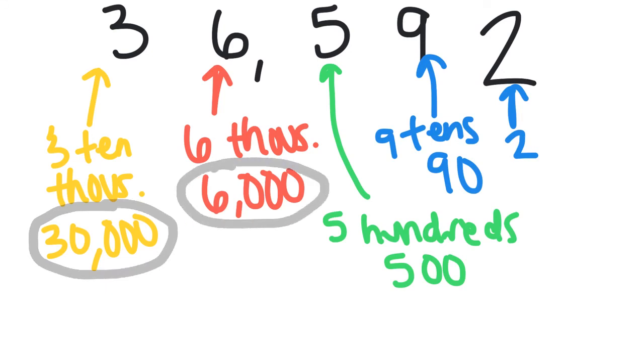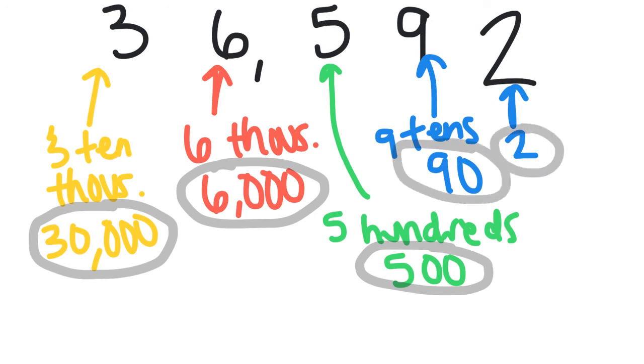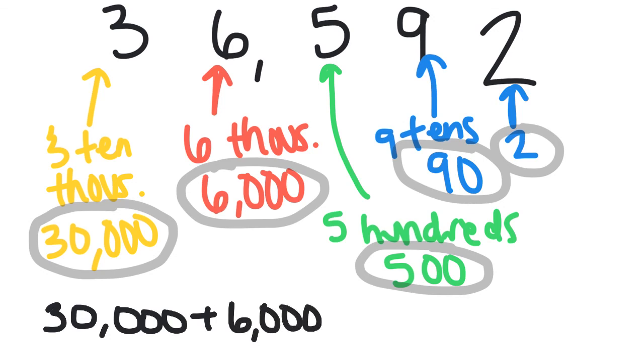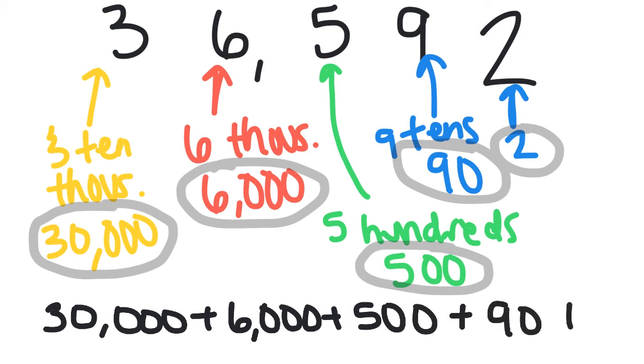For expanded form, we're going to take the value of each digit, 30,000, 6,000, 500, 90, and 2, and write them all together in an addition sentence. It would look like this. 30,000 plus 6,000 plus 500 plus 90 plus 2. So you can see all I did was I took each value and wrote it in order from greatest value to least value as an addition sentence.